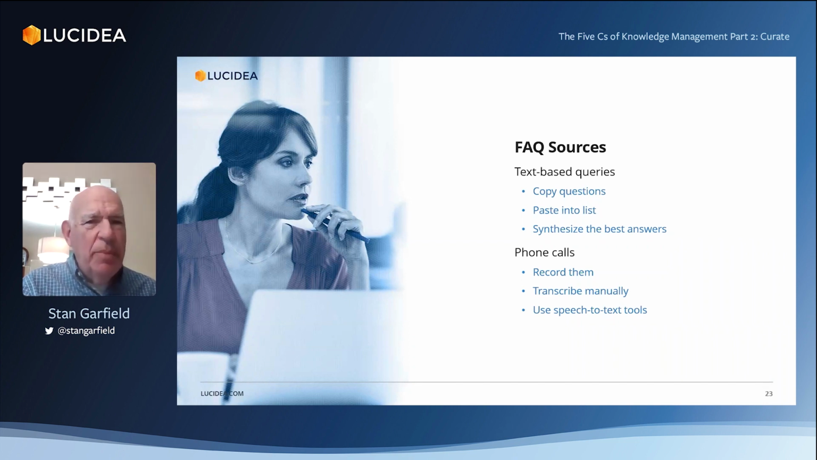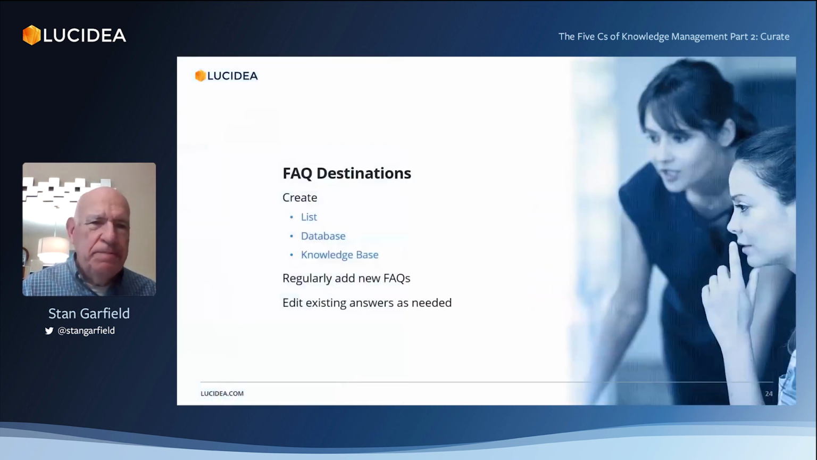For phone calls that come in asking questions, you can record them, you could transcribe them manually, or you could use speech-to-text tools to transcribe them automatically. But some combination of text and phone calls is where questions are being asked. If you can get them out of those places and into your FAQ lists, then people can read them in advance, they can refer to them later, and you can point to them when you're answering questions in the future.